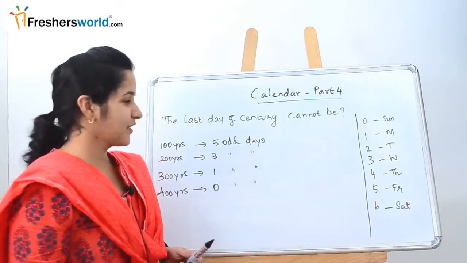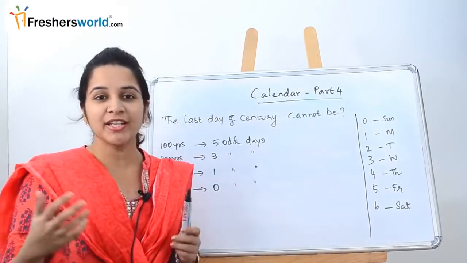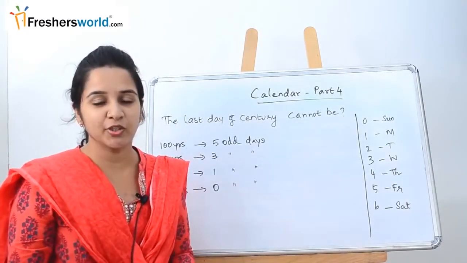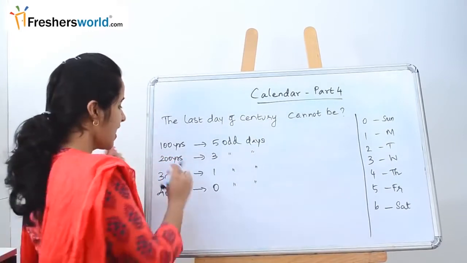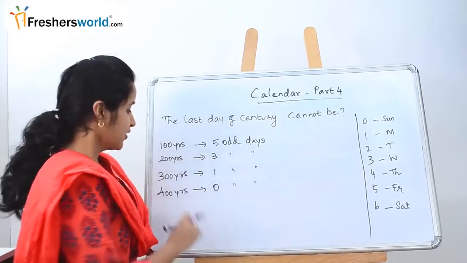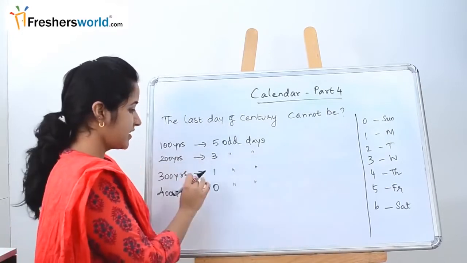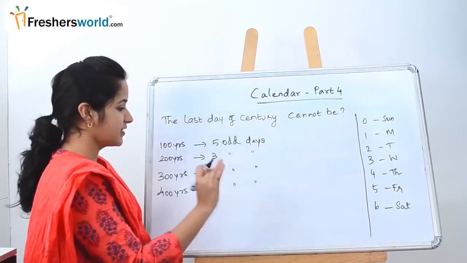Let's solve a couple of problems to understand this concept better. The question they have given is, the last day of the century cannot be... There will be 4 options given to you. So how do we solve this kind of problem? We start by recalling that 100 years have 5 odd days, 200 years have 3 odd days, 300 years have 1 odd day, and 400 years is 0 odd days.